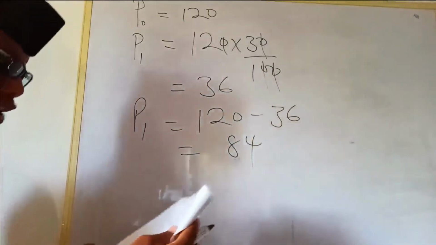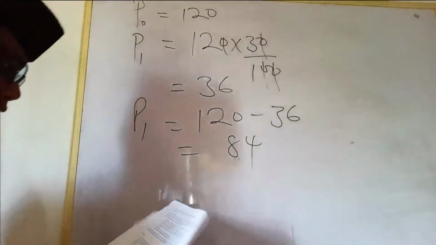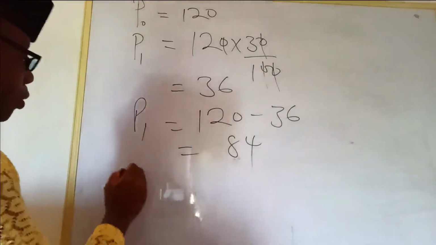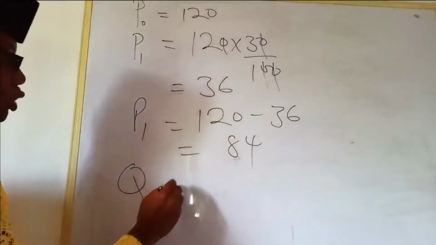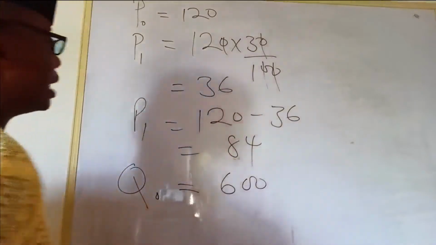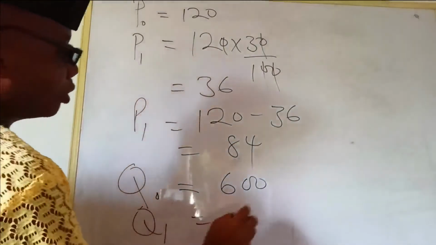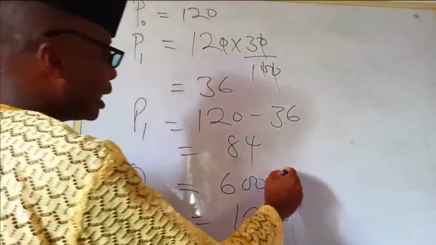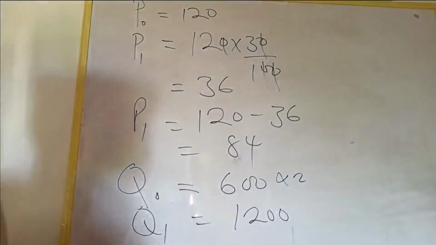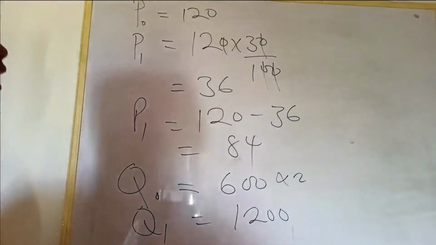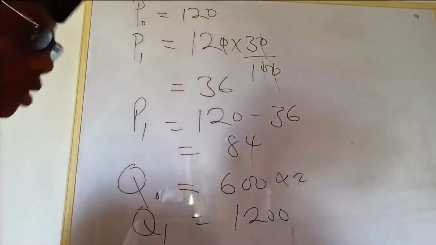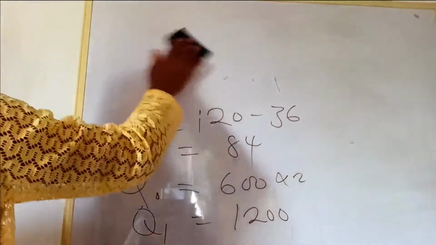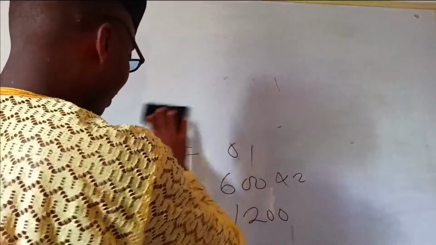Now the question is, should the firm accept the price cut of 30% if orders will thereby double? That means orders is talking about the quantity. We know the quantity Q naught to be 600. Now if you are to double it, Q1 will now become what? To double means 600 times 2, to multiply it by 2, it will give you 1,200. Please, I hope we are taking all of this down. So we move forward now.